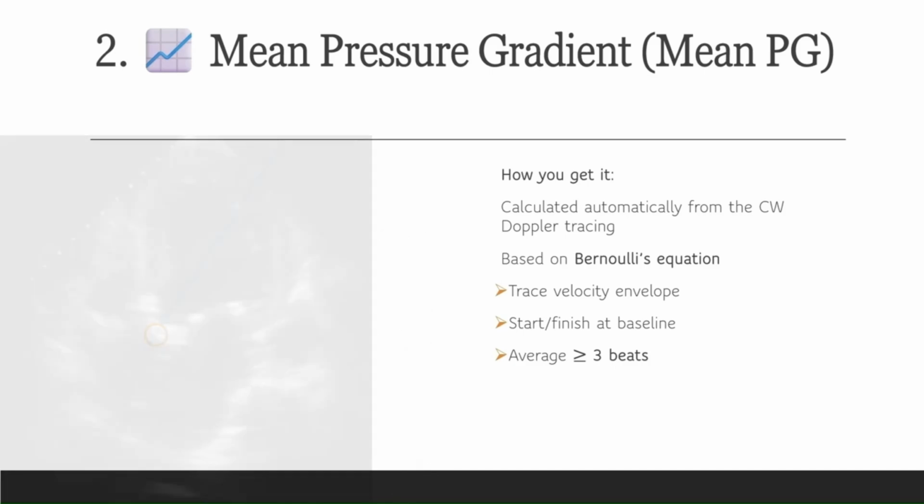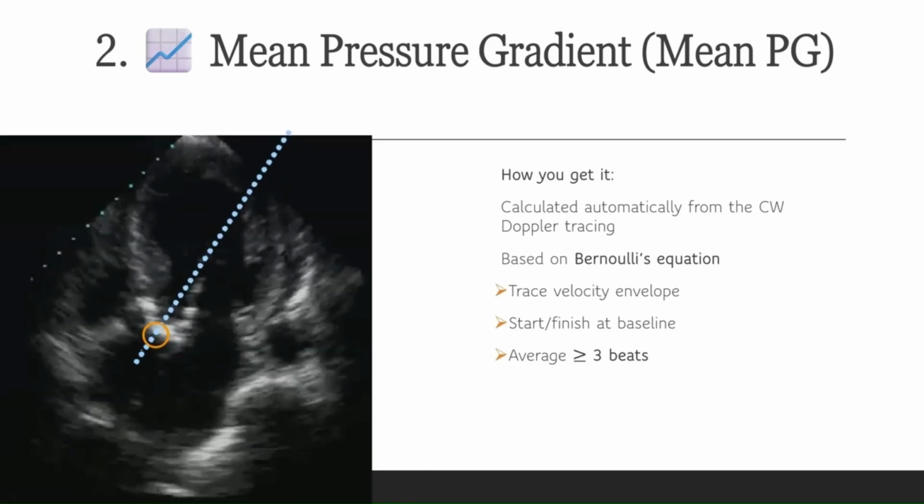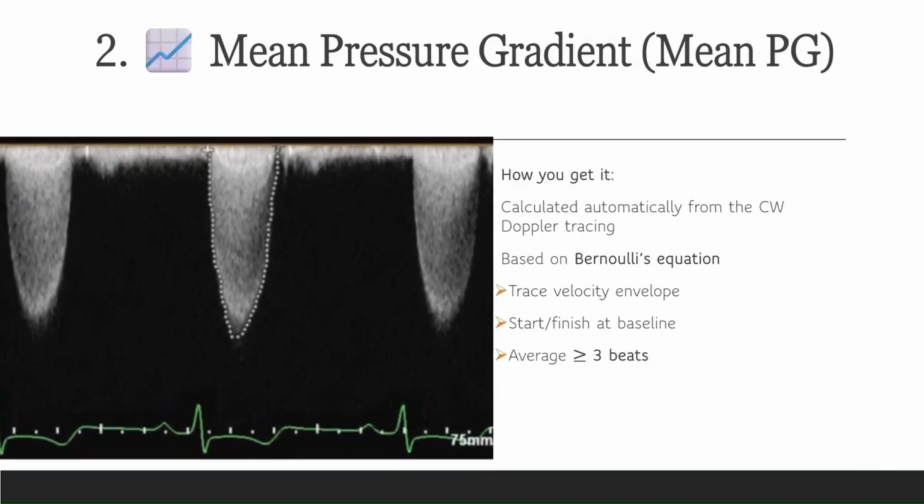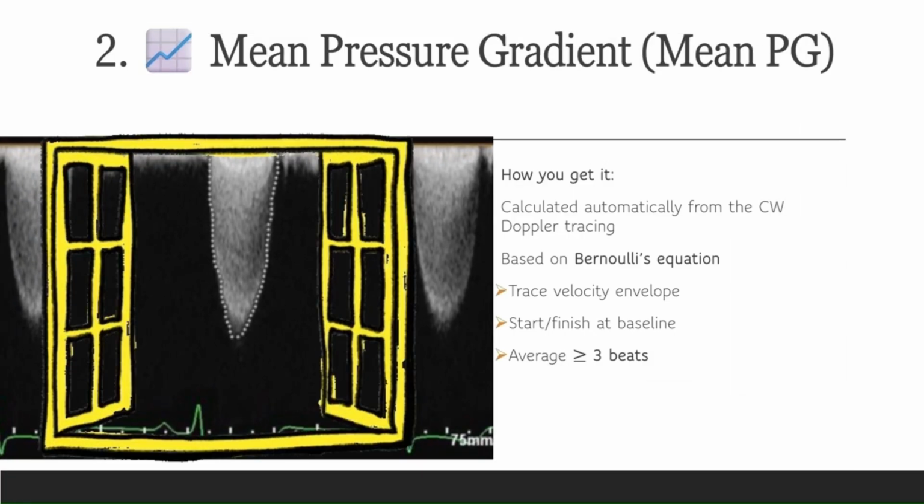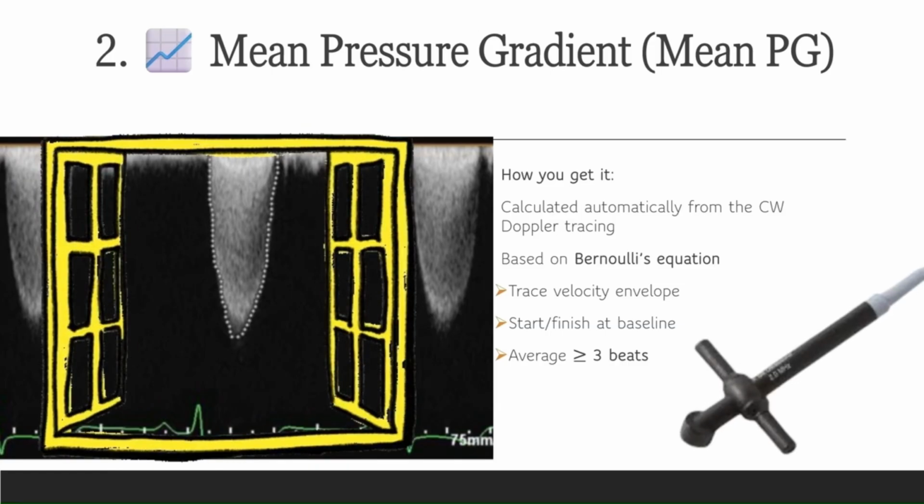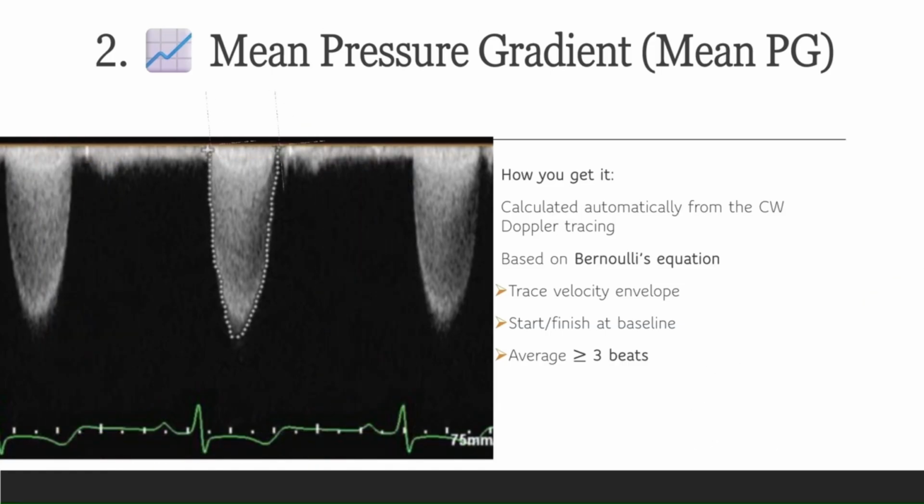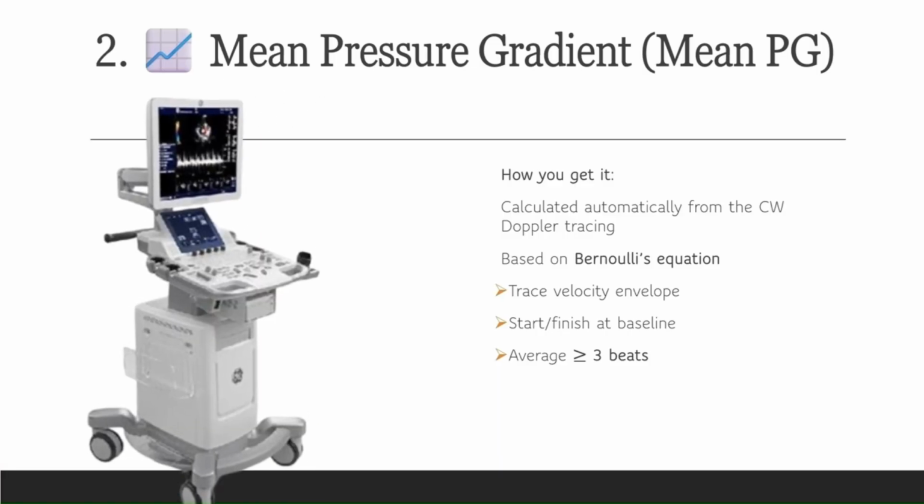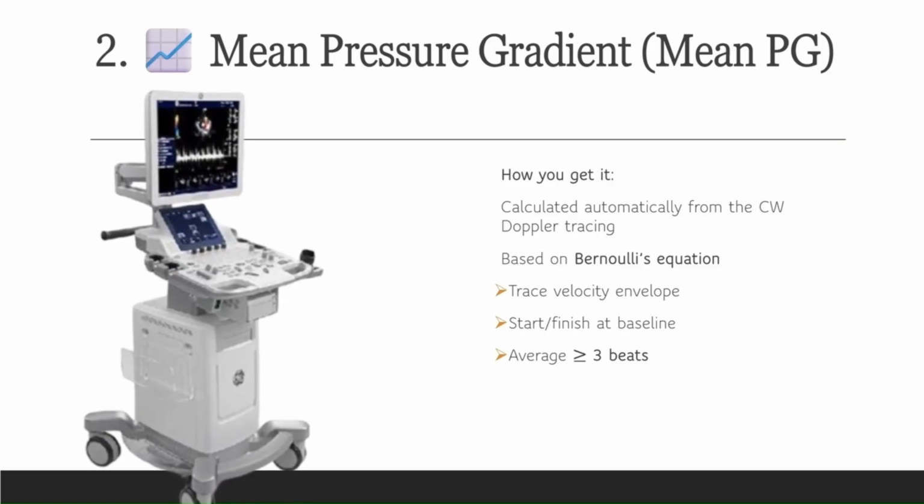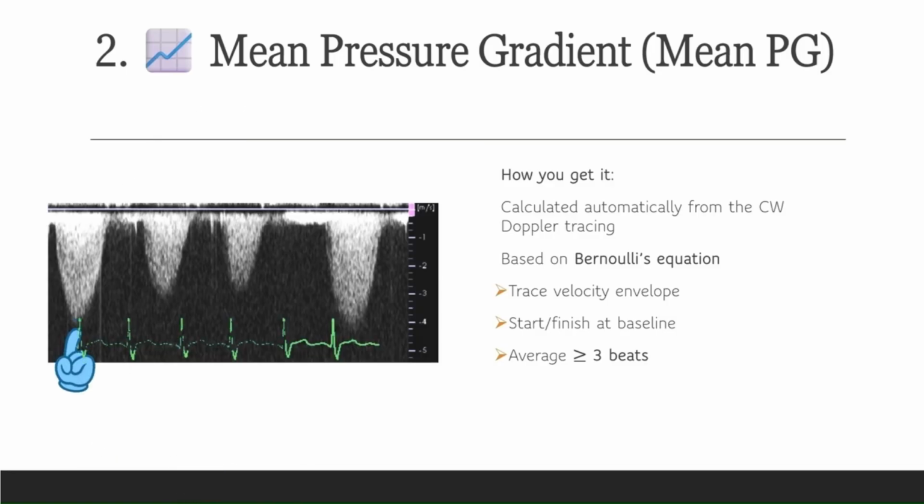To get it, first obtain a well-aligned continuous wave Doppler waveform through the aortic valve using all available windows and the cutoff probe if needed. Once you have the tallest, cleanest envelope, trace the outer edge of the velocity envelope. Start at the baseline, end at the baseline. The machine will then calculate the mean pressure gradient for you. If the rhythm is irregular or if you want to be precise, average at least 3 beats.